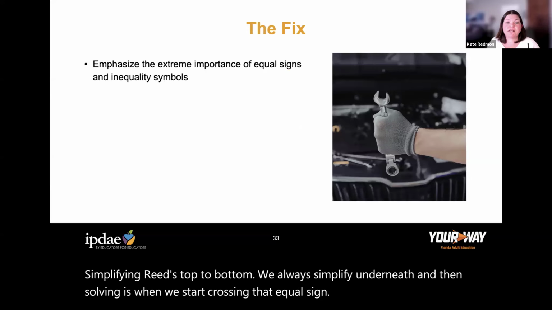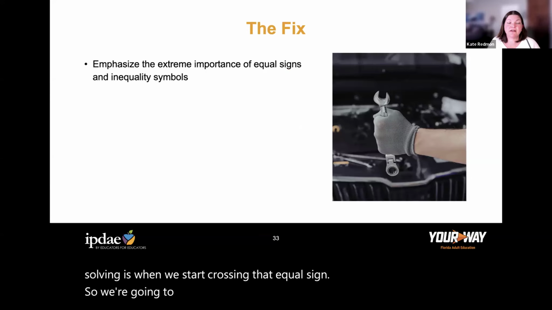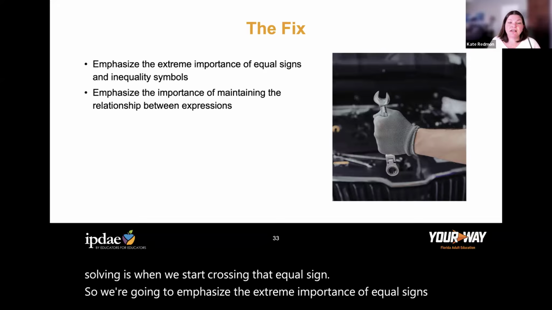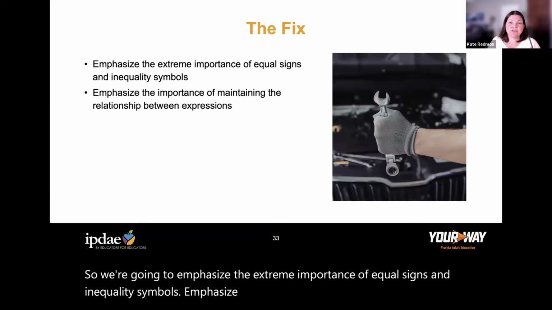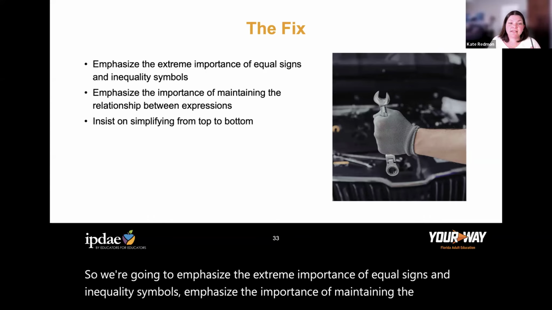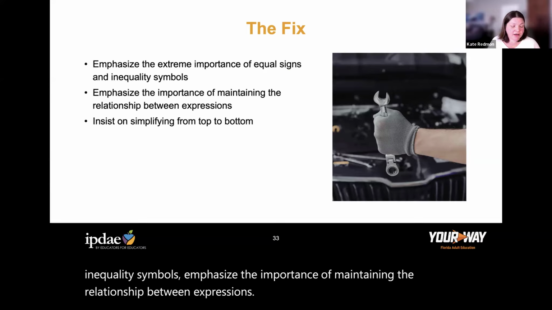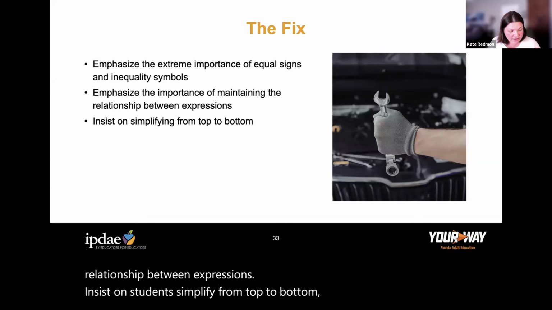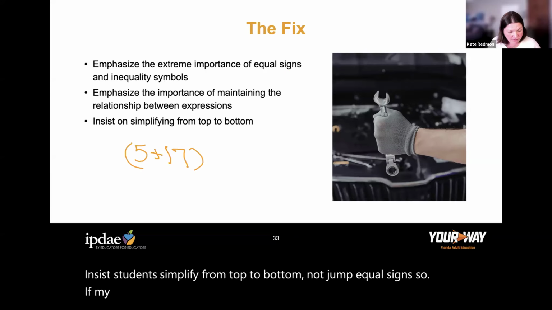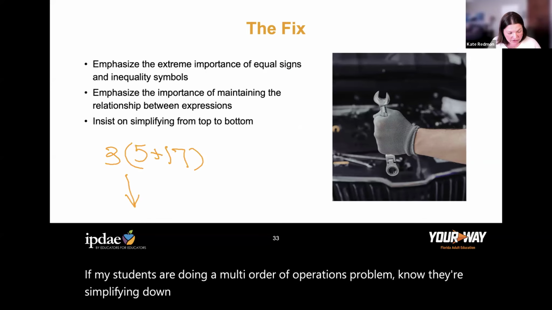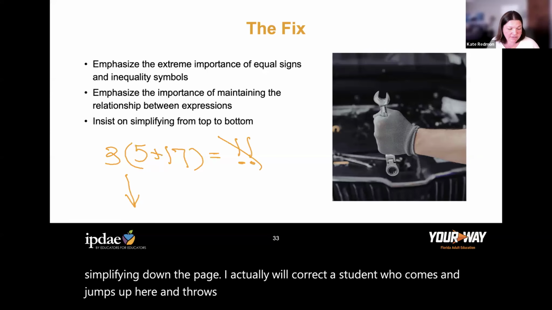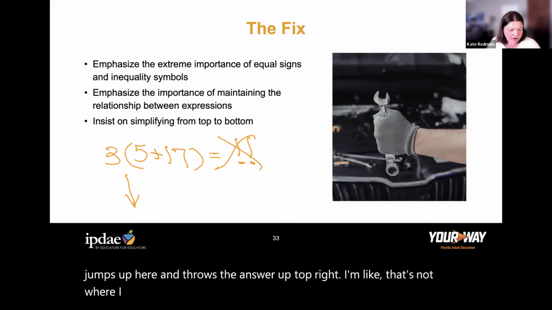So we're going to emphasize the extreme importance of equal signs and inequality symbols. Emphasize the importance of maintaining the relationship between expressions. Insist that students simplify from top to bottom, not jump equal signs. Like if my students are doing an order of operations problem, they're simplifying down the page, I actually will correct a student who comes and jumps up here and throws the answer up top, right? I'm like, that's not where I was expecting to see the answer. We simplify top to bottom.